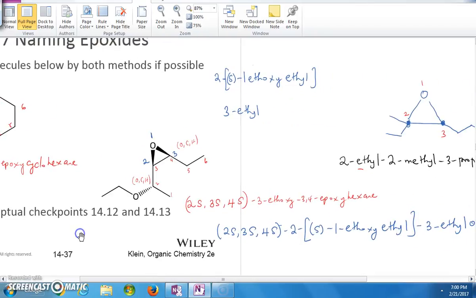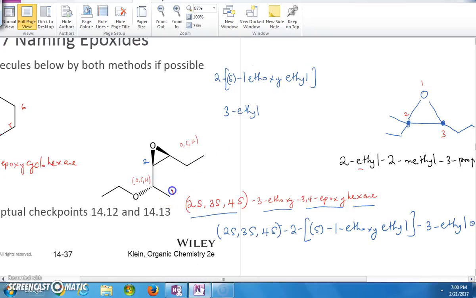Okay, this is another example, in which case you talk about stereochemistry first, right? And then you have the ethoxy group at the 3 position, and then 3,4 position is the epoxy, and then the hexane. Notice how it is numbered. You have 1 here. This is how it is numbered.